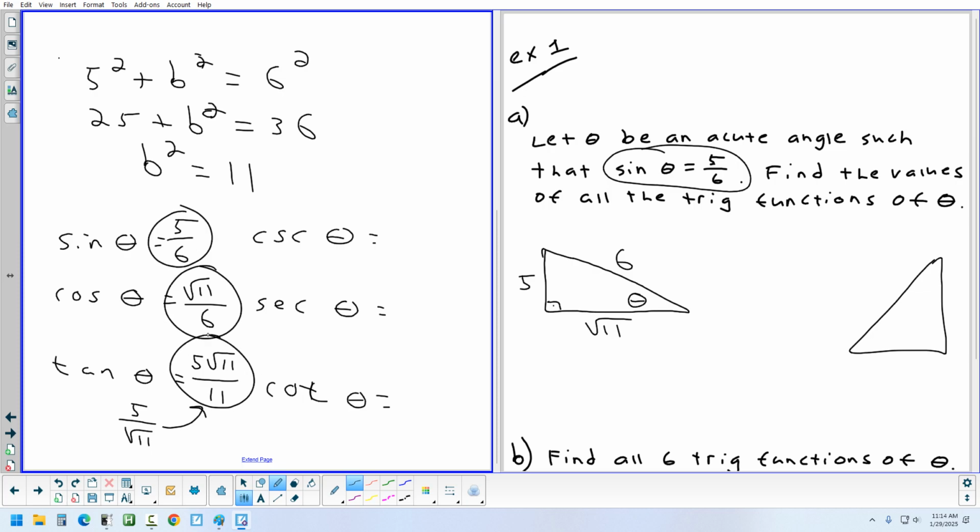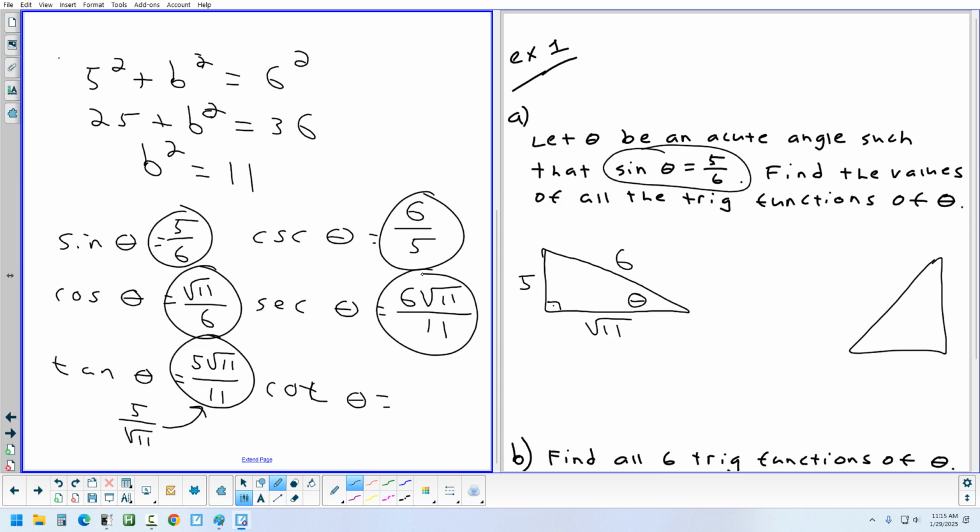Now, what am I going to do with all 3 of those to get the next 3? Just find the reciprocal. So that one's fine because there's no roots in it, so we don't have to worry about that. But what about my secant? Final answer, no root in the bottom. Would be 6 times the square root of 11 over 11. 6 square root of 11 over 11.